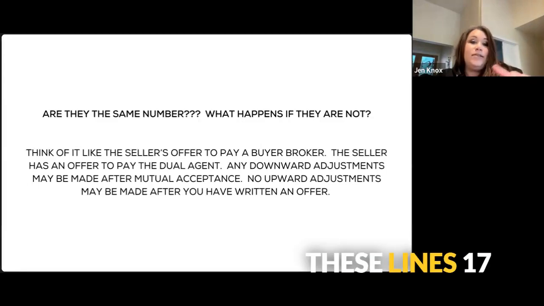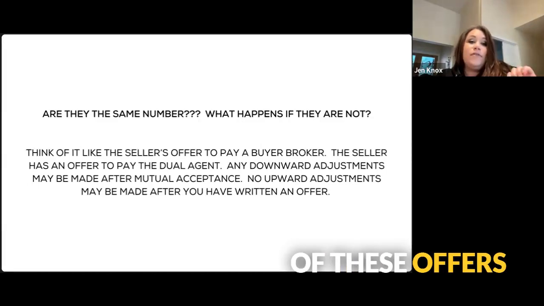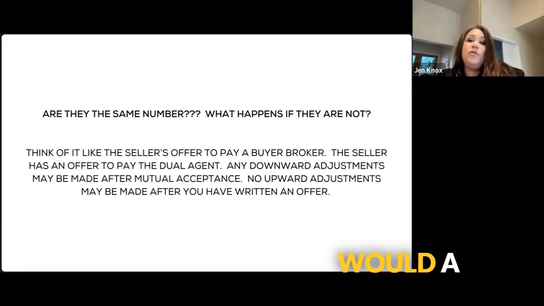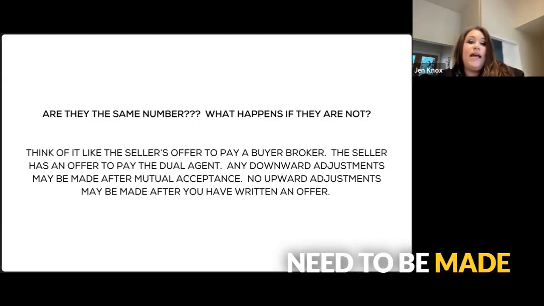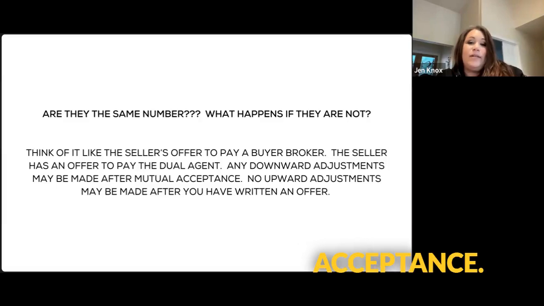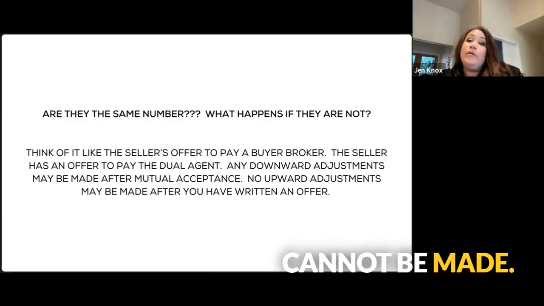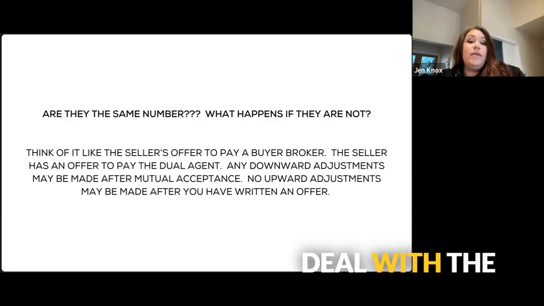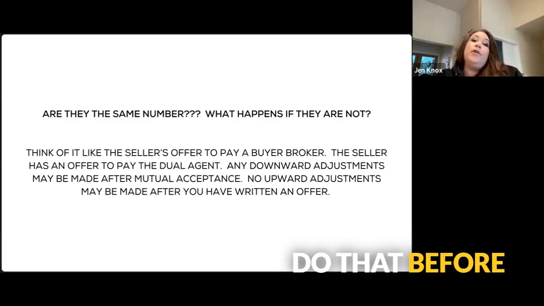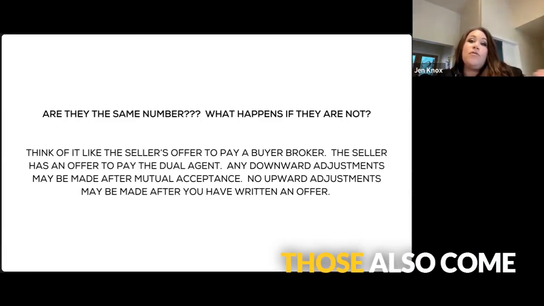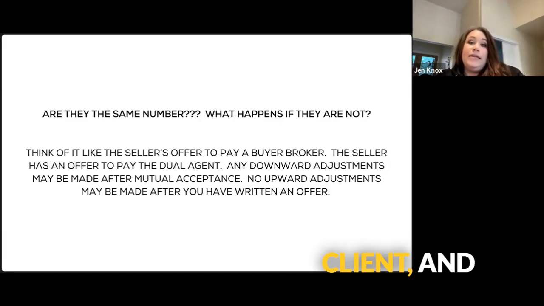So when you think about these lines 17A and B, think of these offers of seller compensation just as you would a normal listing agreement when you're not a dual agent. The seller has an offer to pay for the dual agency in a certain number that they have with their listing agreement. Any downward adjustments can be made after mutual acceptance. Any upward adjustments cannot be made. You can't all of a sudden charge more money. You have to deal with the numbers that you have in place. And if any upward movement does need to happen, make sure you do that before you even start drafting an offer, because those also come along with conversations to your client and explanations that you owe to them.